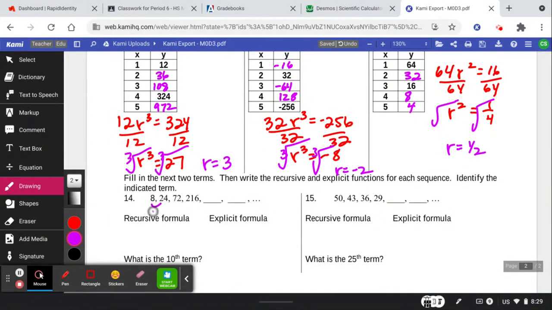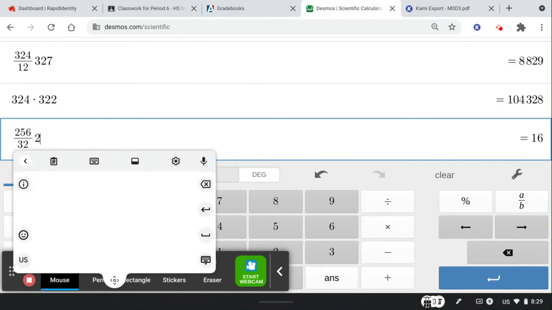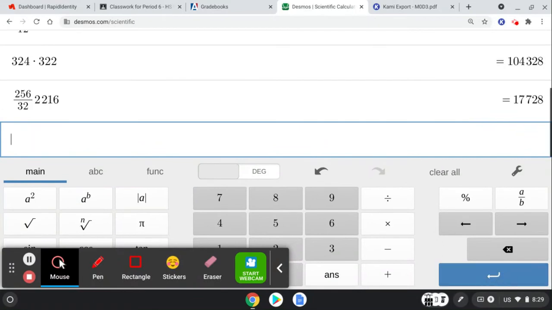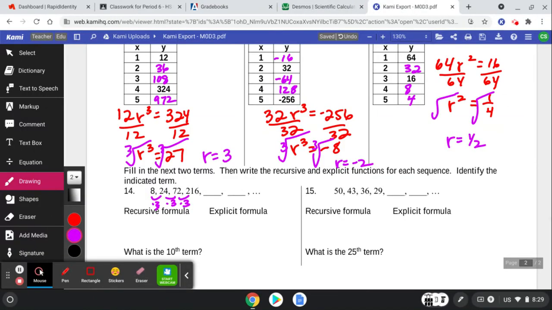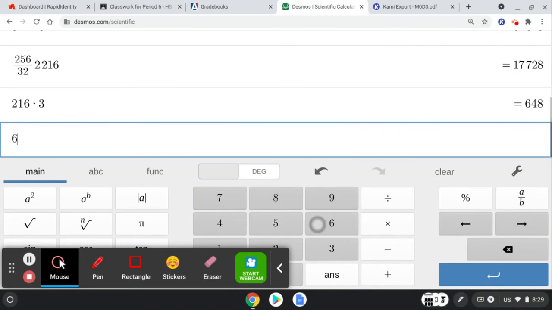All right, last but not least, we see a pattern here. Looks like from an 8 to a 24, it's timesing by 3. So let's keep that pattern going. 216 times 3 is 648. 648 times 3 is 1944.